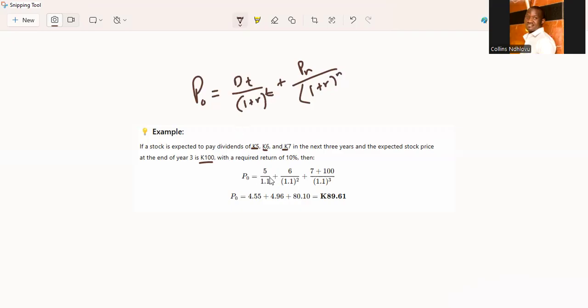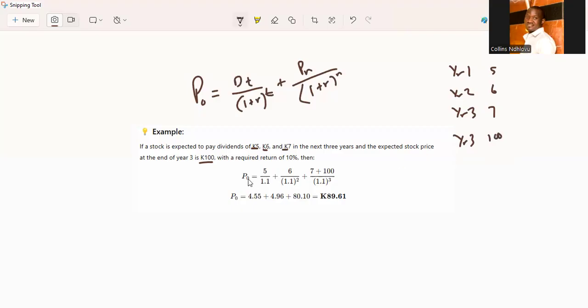Okay, so we're going to start with these 3 dividends. In year 1, we have 5 kwacha. In year 2, we have 6 kwacha. In year 3, we have 7 kwacha. And that's the particular year when we expect the stock price to sell for 100 kwacha.